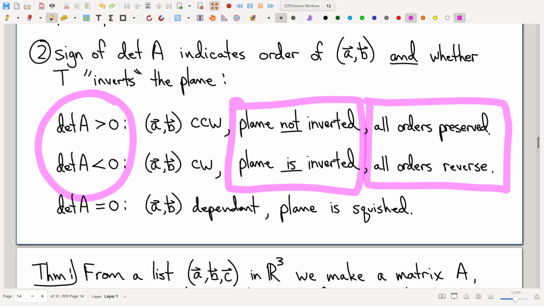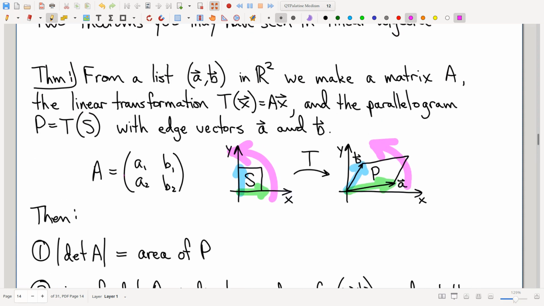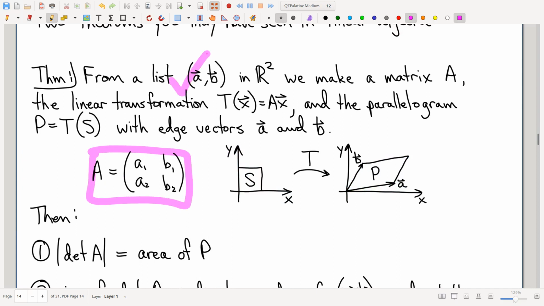So there's a lot of information there. The business about how the determinant of the matrix tells me about the list, y'all may have seen before. What it tells me about the parallelogram, you may have seen before. But what I've just told you about the transformation, I'll bet you this is news to most of y'all. Right? And I think it's a really important point of view.